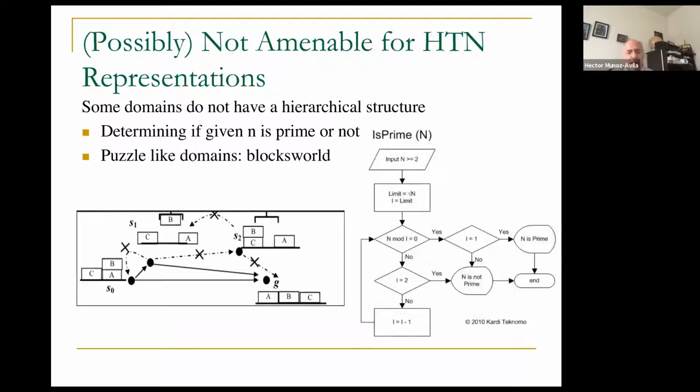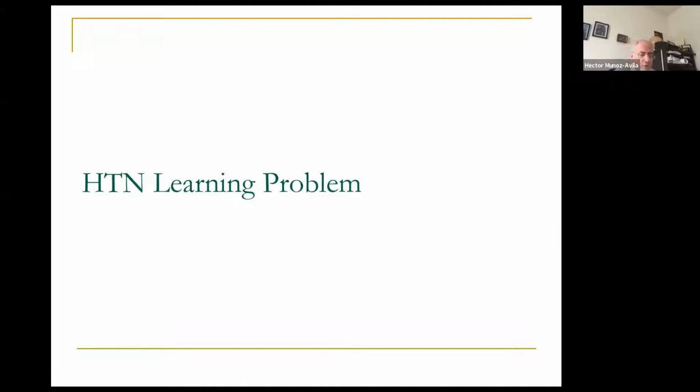So that's a caveat here, that not all domains are amenable to these kinds of representations. And that means if we are trying to learn this automatically from the traces, what we're trying to do when we're learning HTN is learn the structure. And if it doesn't have a hierarchical structure, probably those algorithms that are trying to learn these hierarchical methods won't perform well.